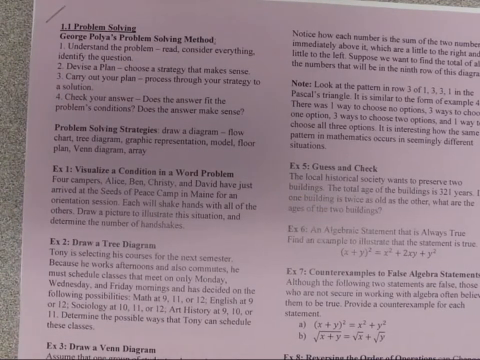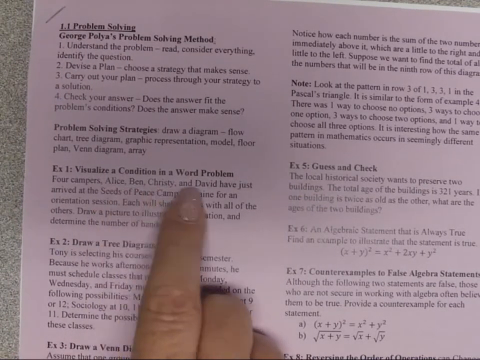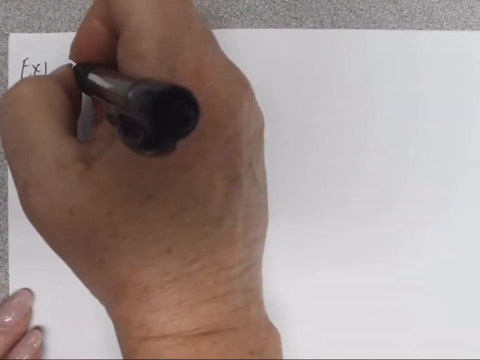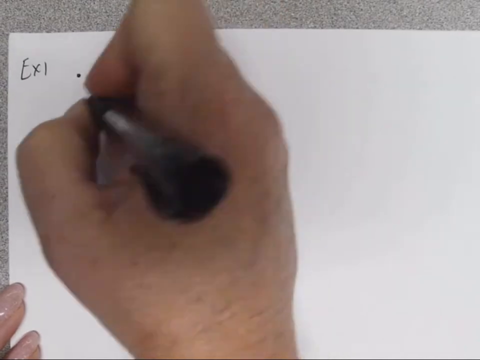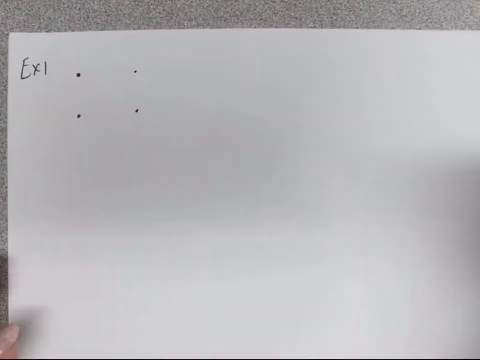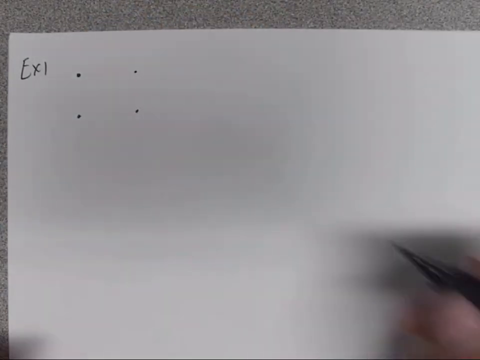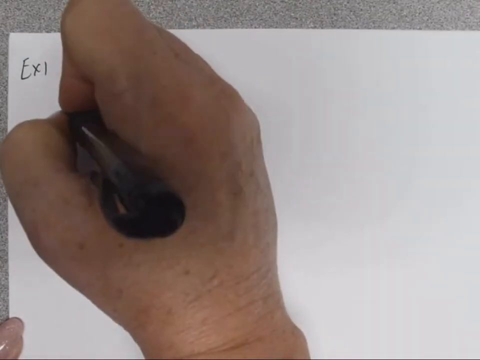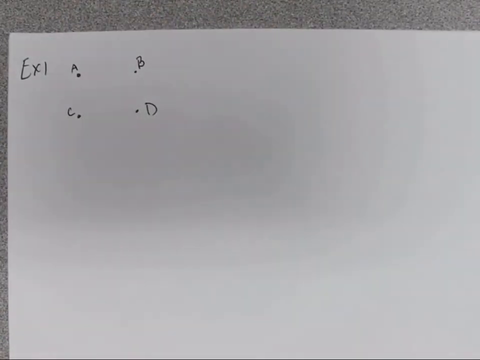All right, so we've got 4 campers, Alice, Ben, Christy, and David. So we're going to set up a diagram that will show us what this looks like. So I'm going to draw 4 dots in a square because that'll be the easiest shape to make with this. So we had Alice, and we have Ben, and we have Christy, and we have David. You could write all the names out, but in this case I'm just going to do their initials. And they need to shake hands.